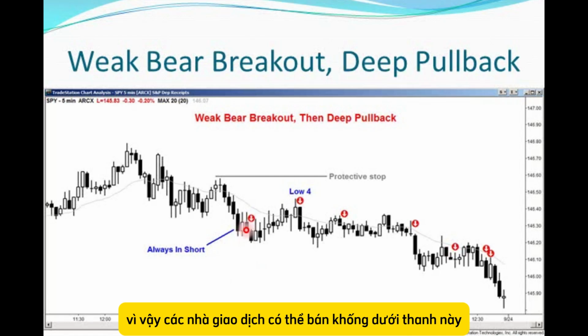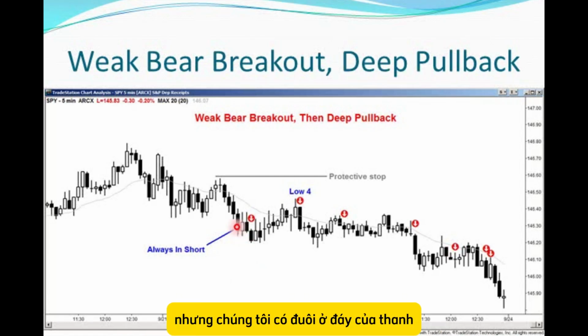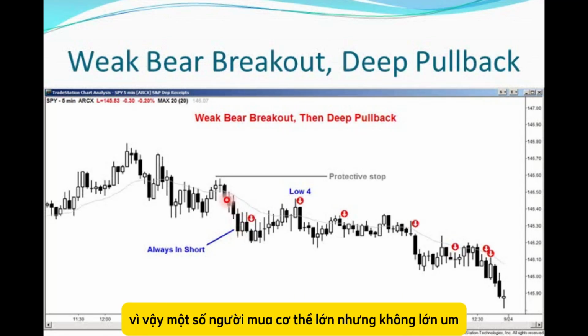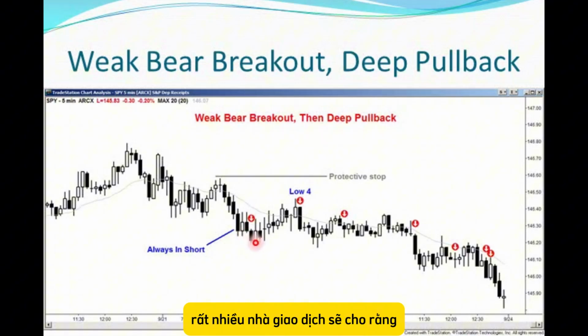So traders can short below this bar. They can short at the market. They can short the close of this bar, right? But we have tails on the bottoms of the bars, so some buying. The bodies are big but not huge, so the bears are not all that strong. A lot of traders will assume that this bear spike will be followed by a pretty good pullback.